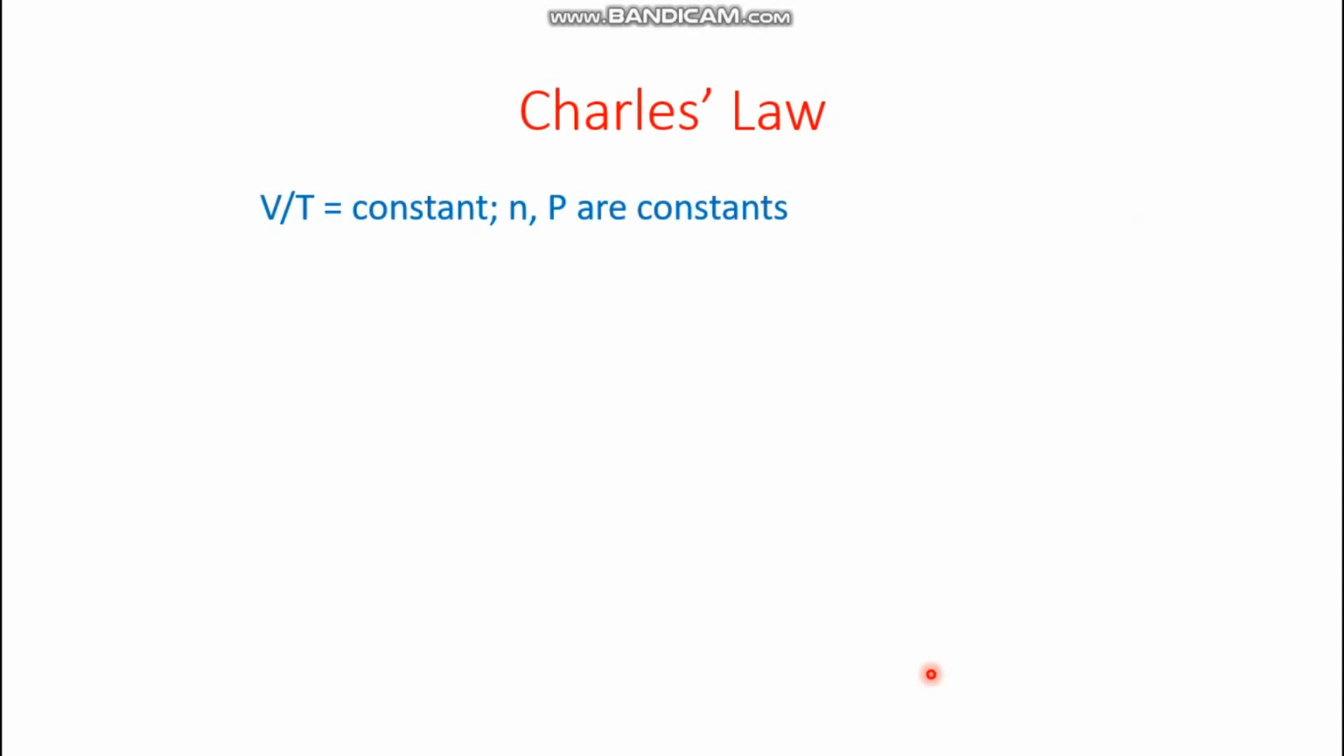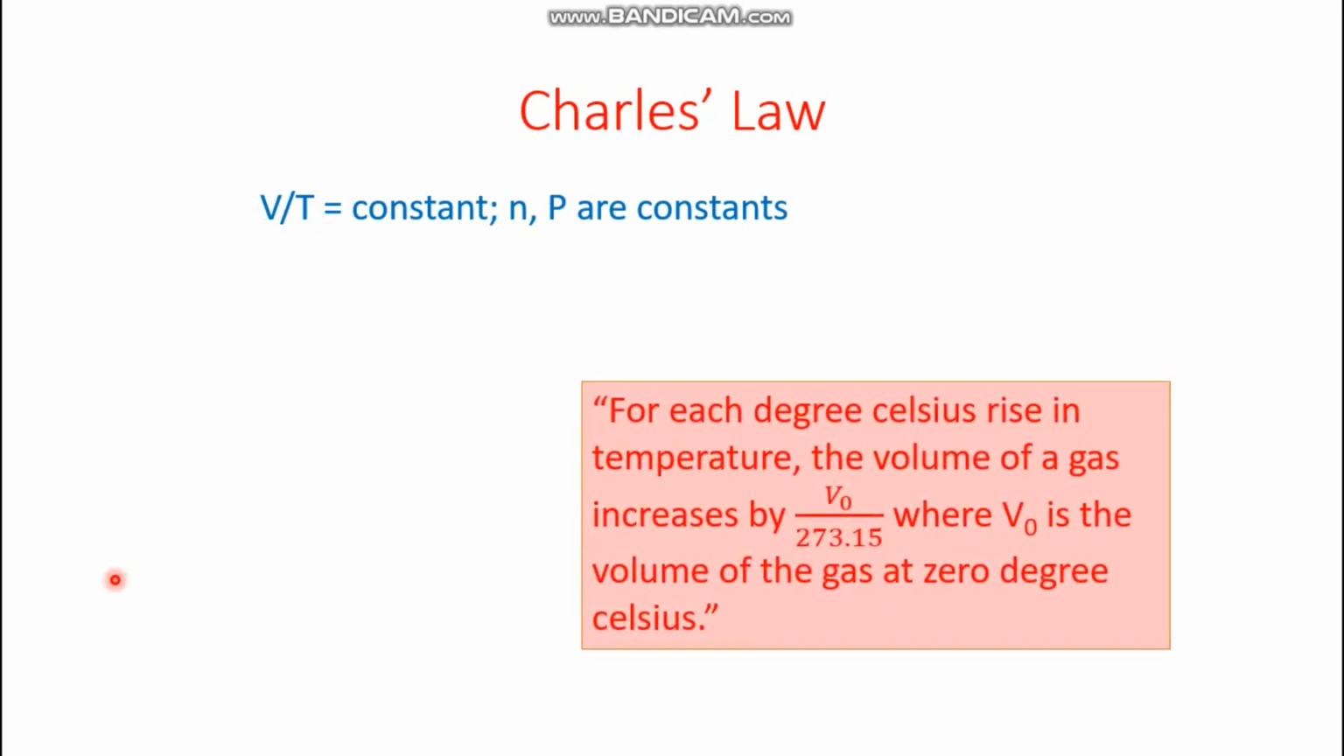Charles's law, simply, is that volume is directly proportional to temperature for a particular amount of gas at a fixed pressure; volume is directly proportional to absolute temperature. But this is not actually Charles's law. Charles's law is actually that for each degree Celsius rise in temperature, the volume of a gas increases by V0 over 273.15 part, where V0 is the volume of the gas at 0 degrees Celsius. And from here, the concept of absolute zero of temperature was obtained.